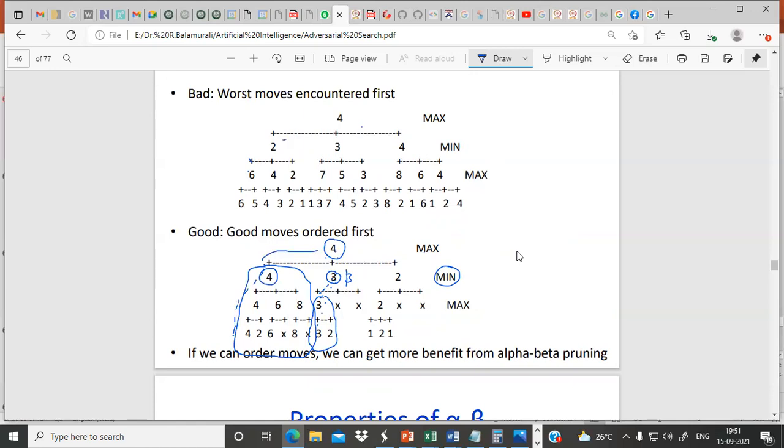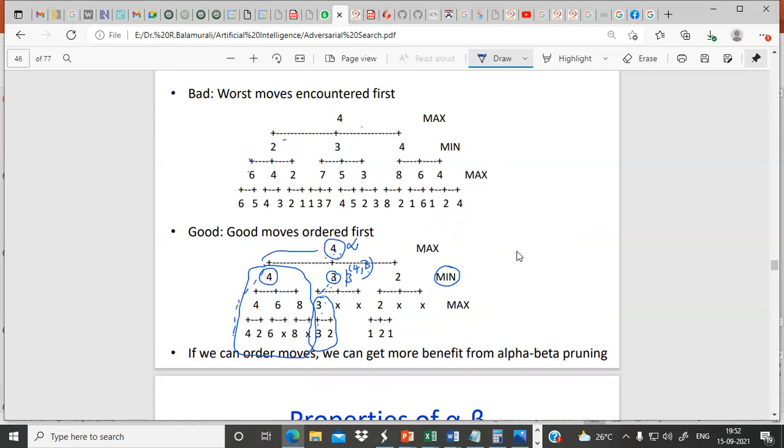So this value 4 is for alpha. So here, at this point, alpha value is 4 and beta value is 3. So alpha is greater than beta, so the rest of the things will be pruned out. But that doesn't happen here.